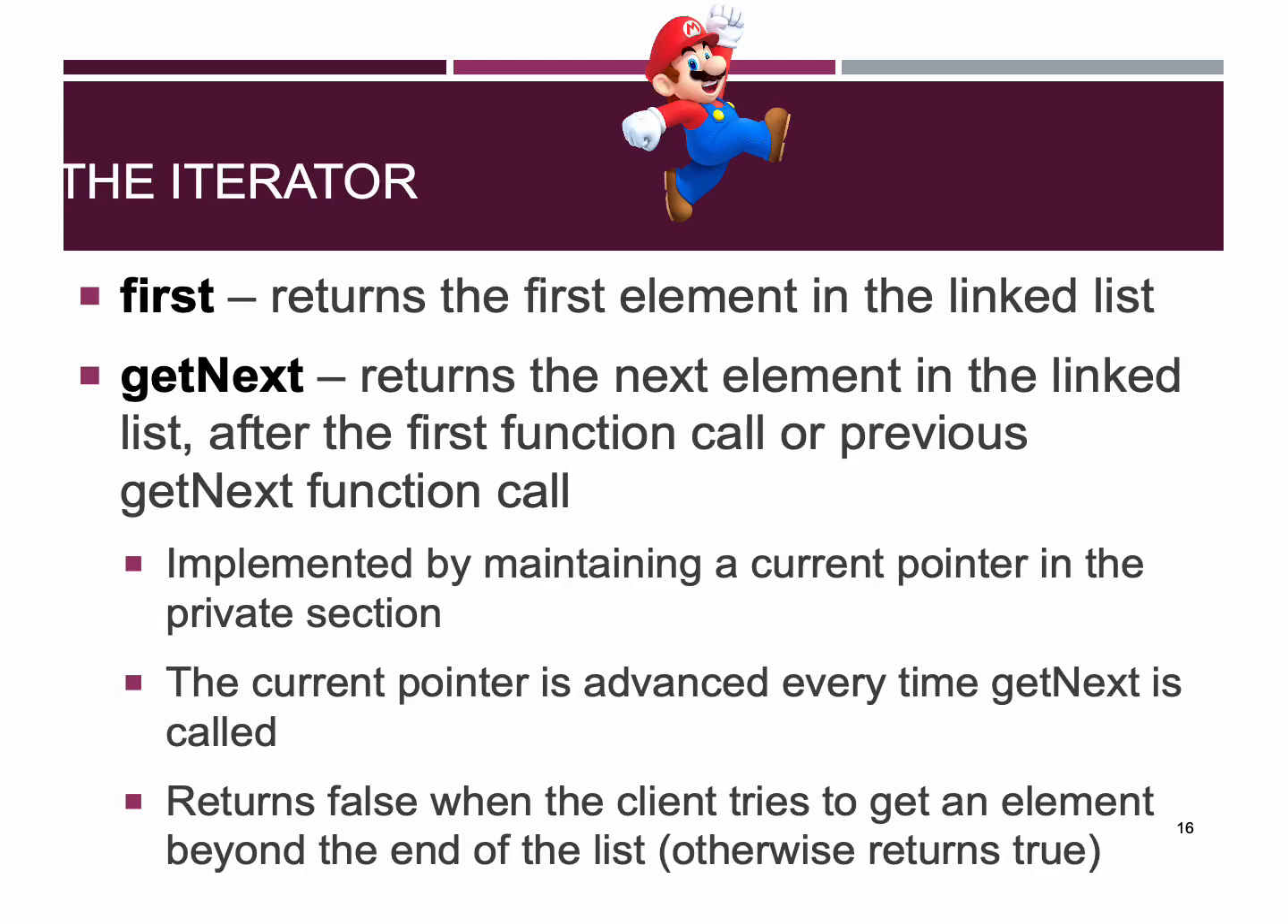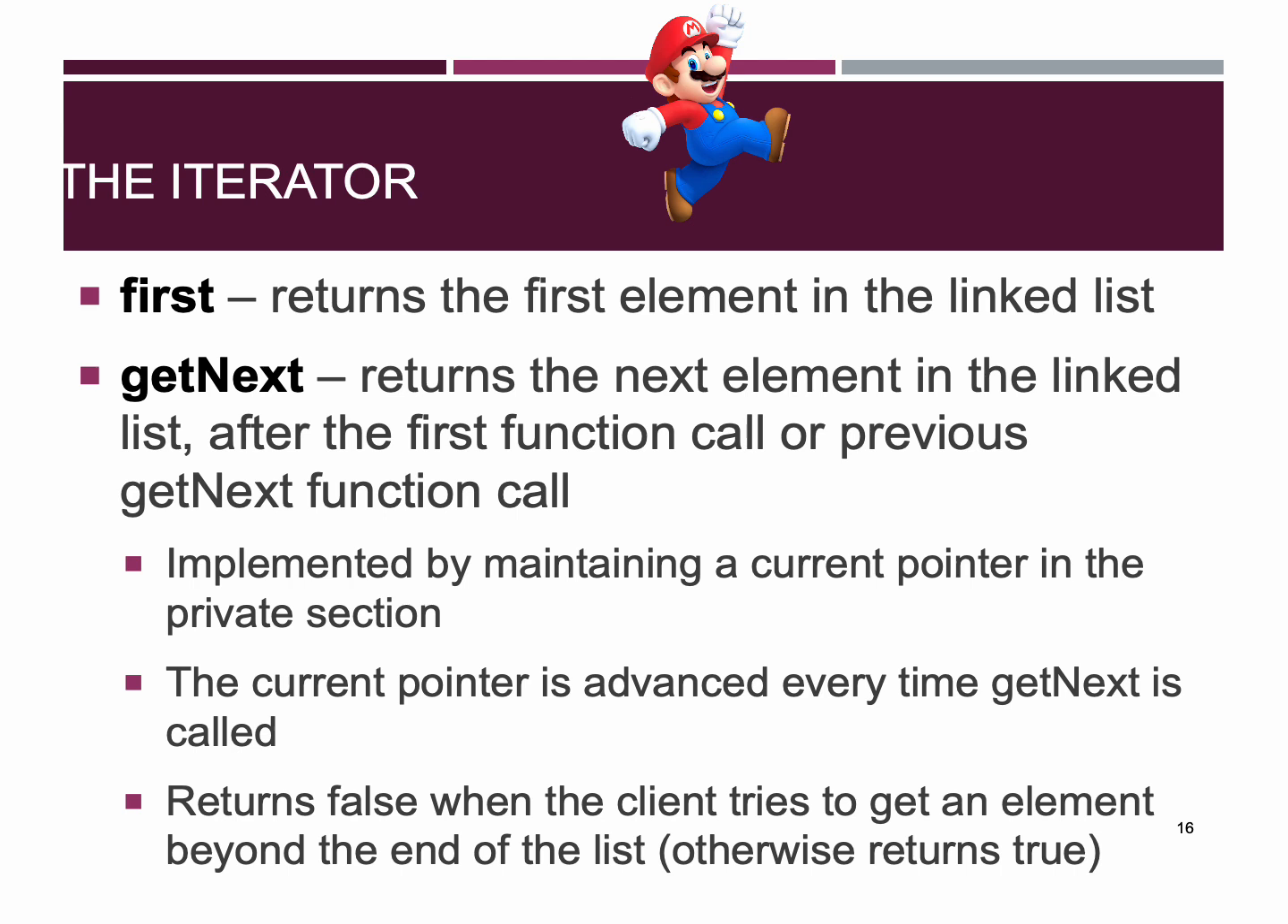Okay, so we will now learn about iterator. An iterator is a tool that allows us to traverse through the elements of a list one by one. The first function returns the first element in the linked list, which acts as the starting point for our iteration. The getNext function returns the next element in the list after the first function call or after the previous getNext call. This is how we progress through the list, element by element.